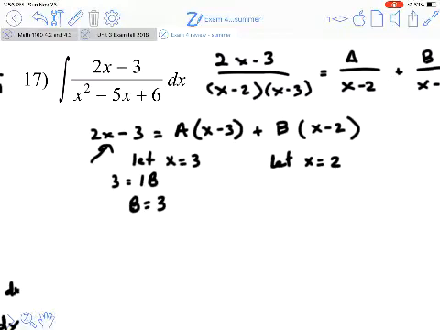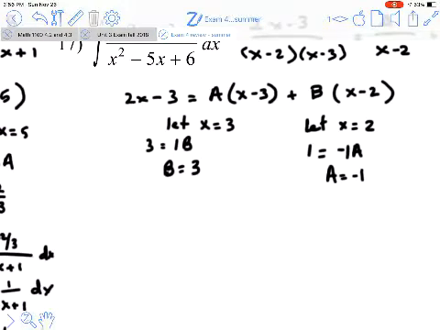Now, if I want to cancel b, I want to let x equal 2. If I plug in a 2 right there for x, 2 times 2 is 4, 4 minus 3 is 1. If I plug in a 2 right here, 2 minus 3 is negative 1. So a equals negative 1.